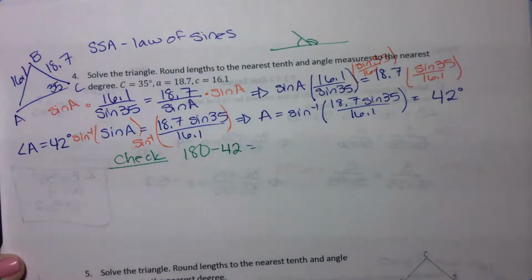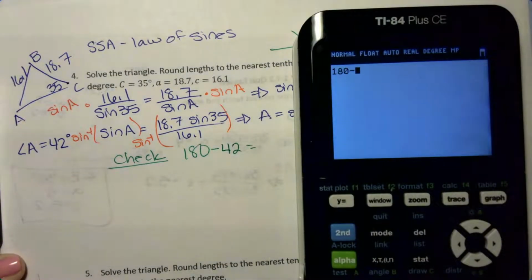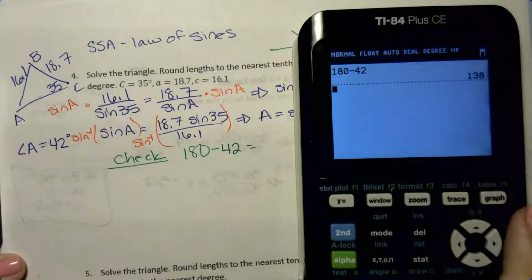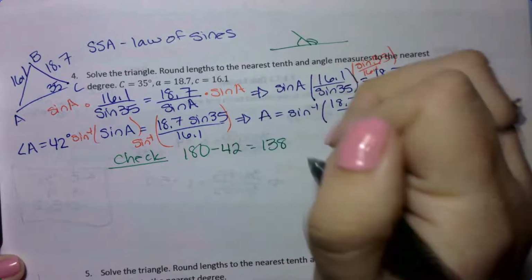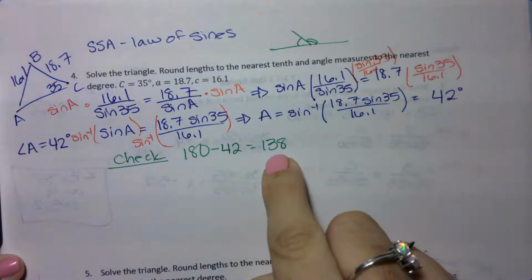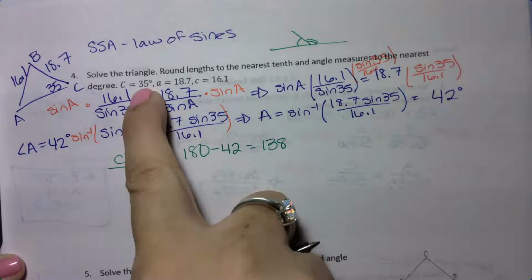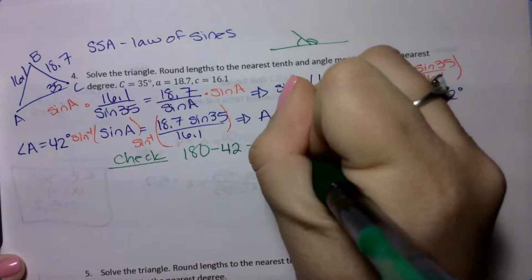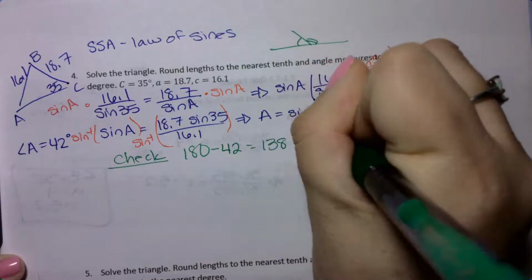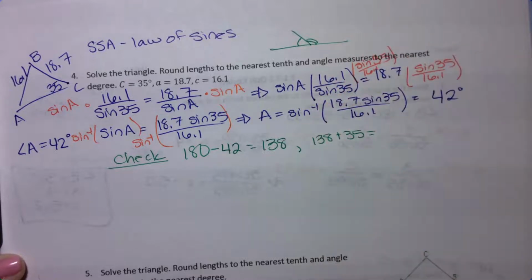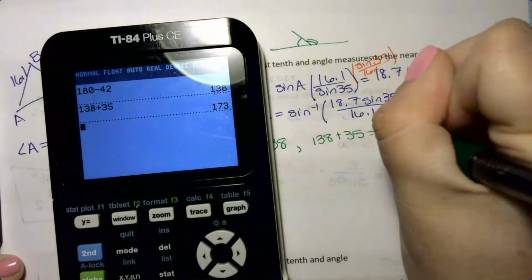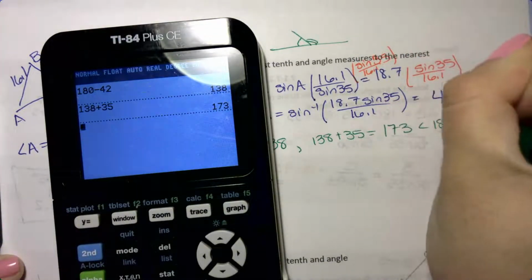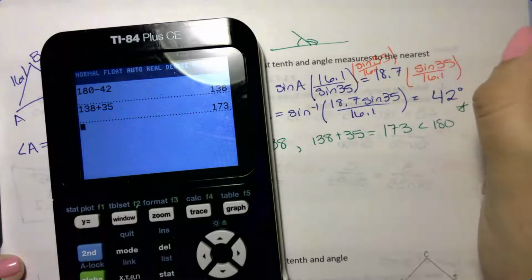So let's check this on my calculator, which gets me 138. Then what I need to do is I need to make sure that this angle will work with my original angle and still be able to make another triangle. So I'm going to do 138 plus 35, which gives me 173. This is less than 180. There are two triangles.